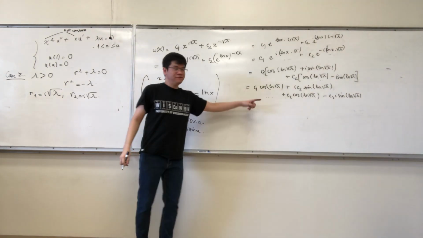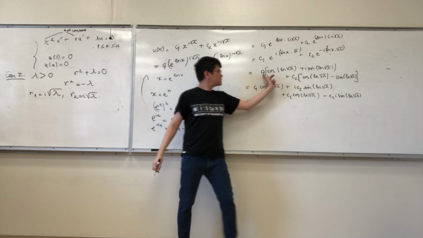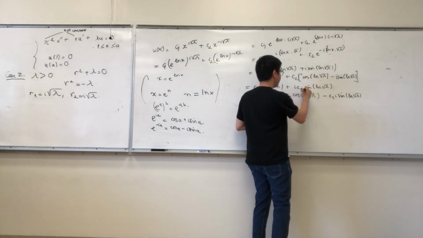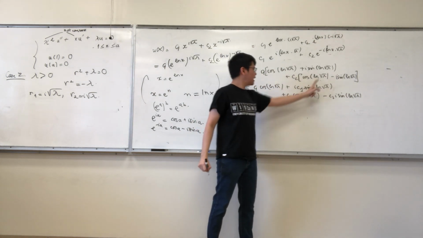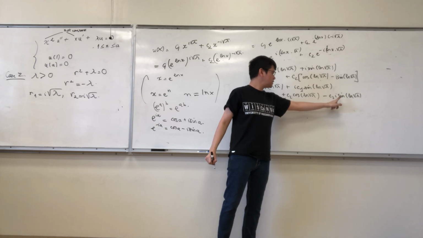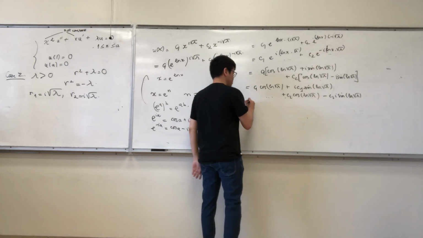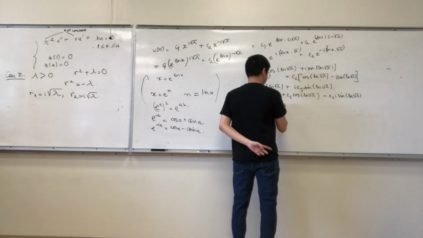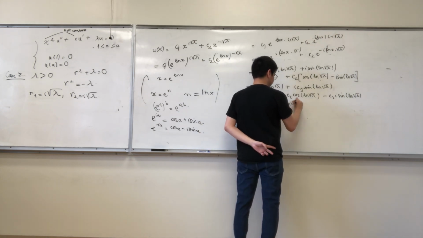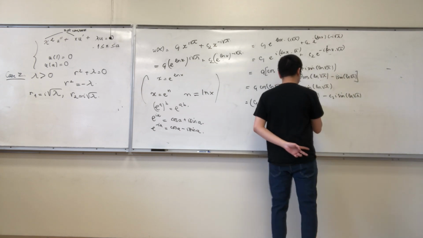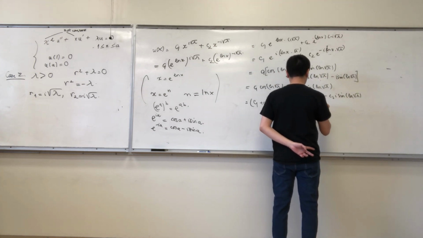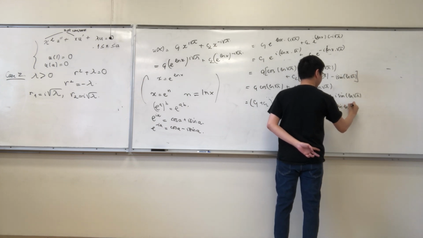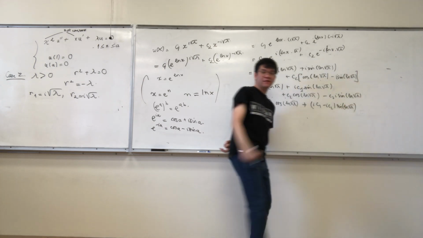Right? So I expand everything. I have c1 cosinus, i c1 sinus, and here I have c2 cosinus, and here I have minus i c2 sinus. So this gives me c1 plus c2 times cosinus square root lambda, plus i c1 minus i c2 times sinus square root lambda.